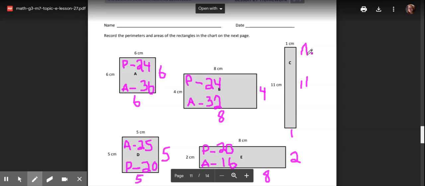There's not enough room to write the area and perimeter in this rectangle, so I'm just going to do it off to the side. So the perimeter, we're going to add 11 plus 1 plus 11 plus 1. And when we do that, we get 24 centimeters. And then the area, we're just going to multiply the length times the width, or the width times the length, and 11 times 1 is 11 centimeters squared.